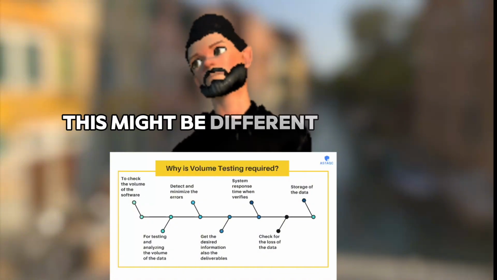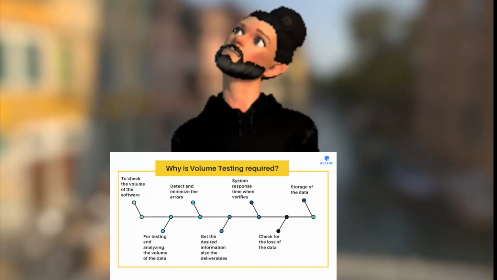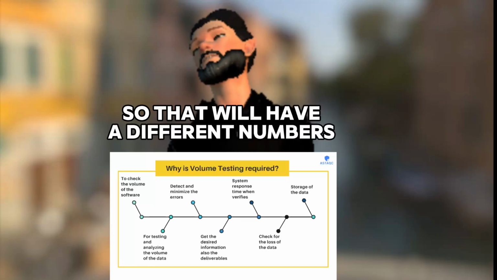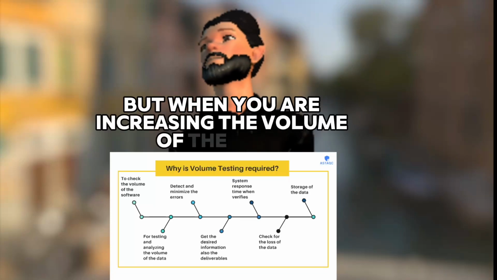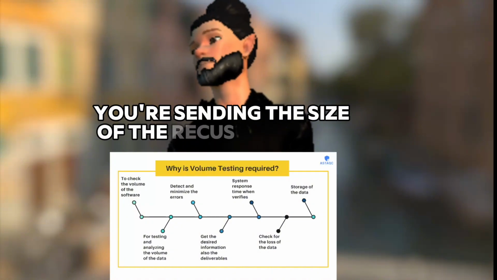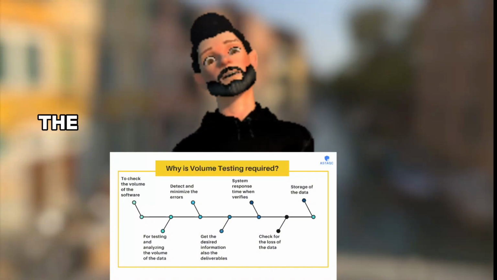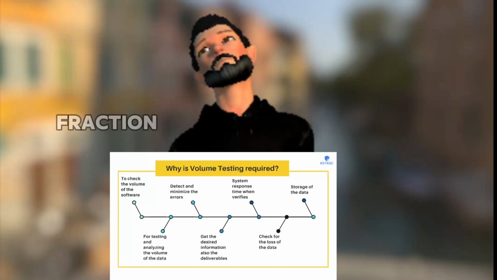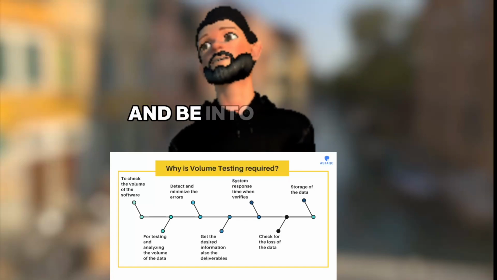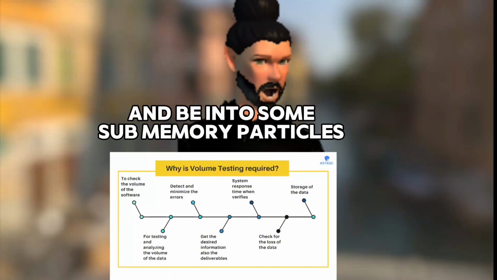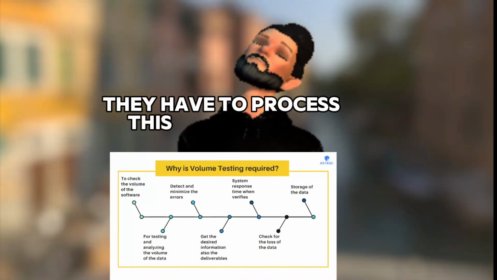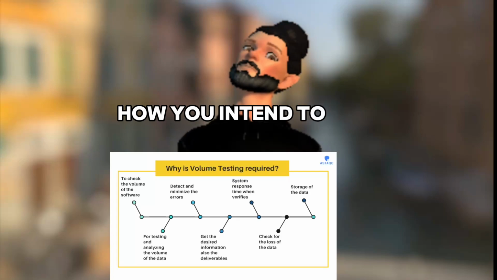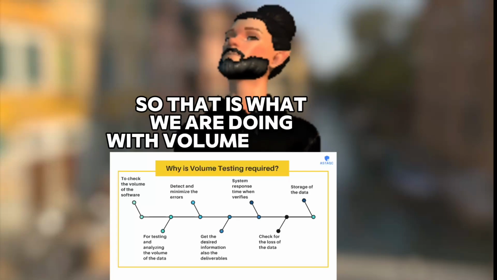This might be different from how many requests you can send. The requests go through the API gateway, which will have different numbers. But when you increase the volume of the data you are sending, the size of the request increases and the response time also increases, because the memory needs to hold this information, fractionize this 1 MB into smaller memory particles, and then process this volume the way you intend. That is what we are doing with volume testing.